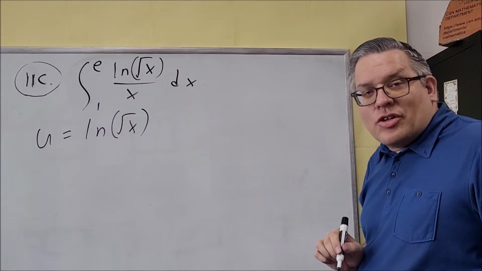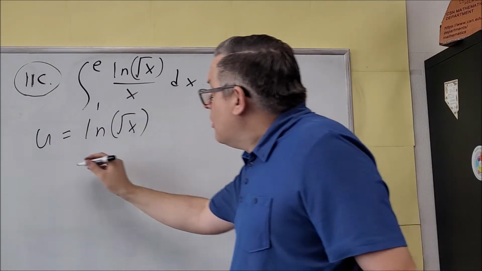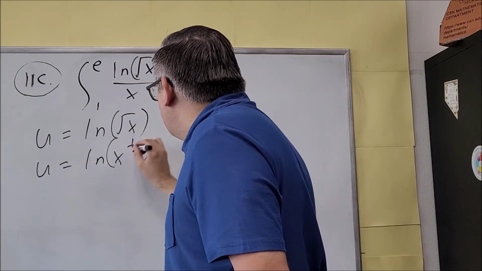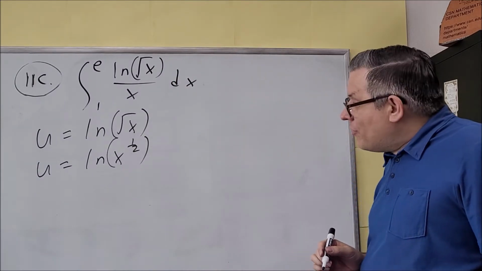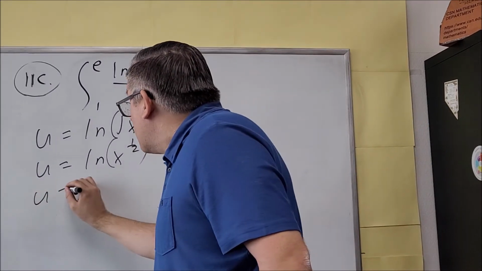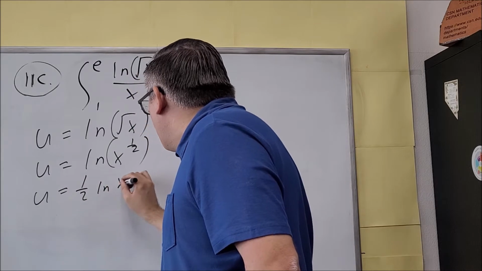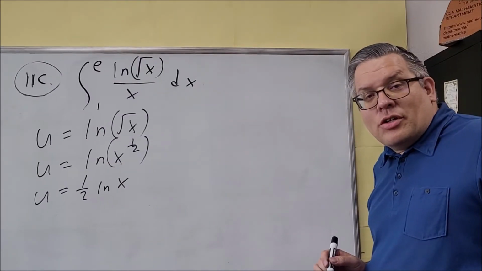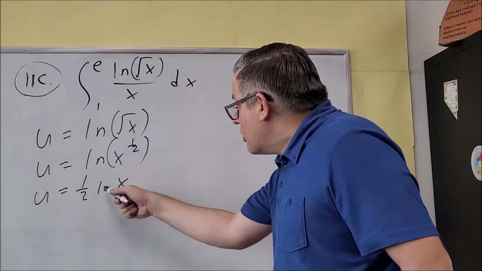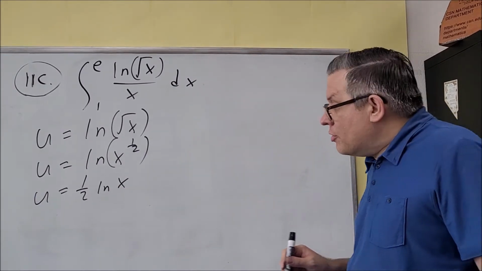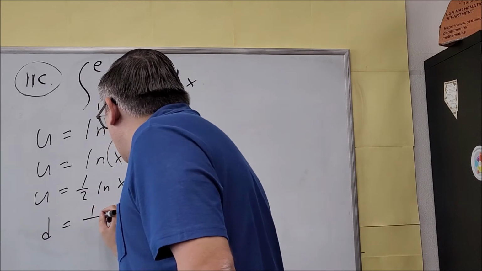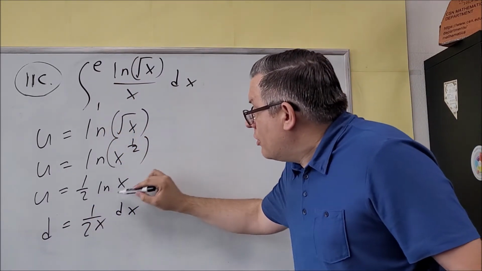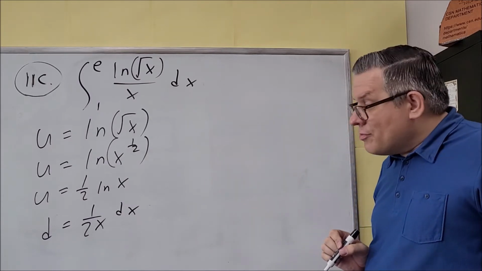So I'm going to let u equal the entire thing, natural log of square root of x. Now to make this easier to integrate, I'm going to do a couple things to it. First of all, I can write that as x to the 1/2. And then I'm going to use the log property to move that out front. That way it'll make it a lot easier to take the derivative, because now I just turn this into a 1/x when I take the derivative. So du is going to equal 1/2x dx, because that one's just 1/x.